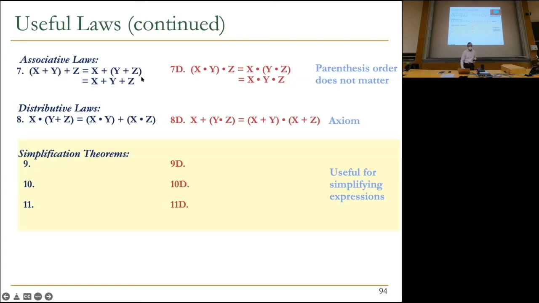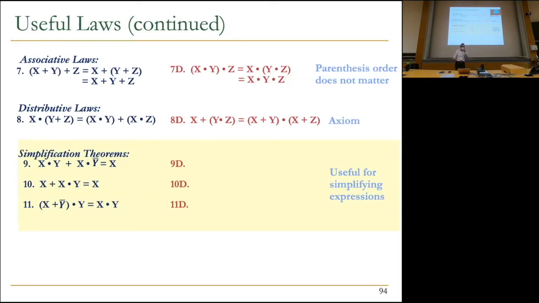So this is x plus y plus c. This is the same, basically. Here, the parentheses don't matter. Distributive laws we already saw. But let's take a look at some simplification theorems. And you can actually verify these by essentially creating truth tables, right? That's one way of verifying these theorems.